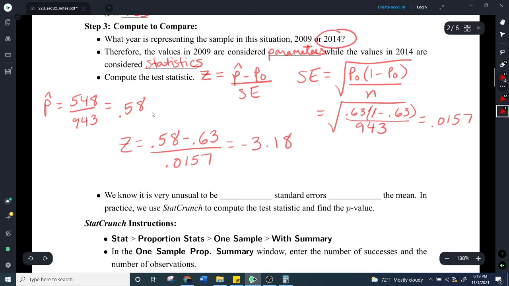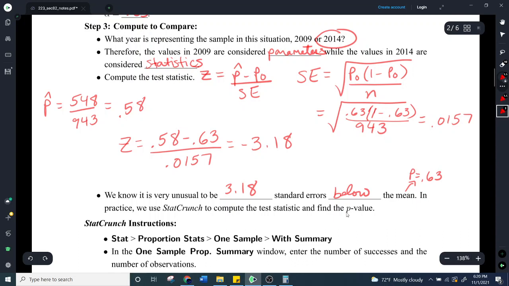Now, the fact that it's negative should make sense because my sample proportion was lower than my hypothesis proportion, my population parameter. So remember, when that's lower, that means it's on the left if we graph it. So I should get a negative z-score. So what does this mean? This means we are 3.18 standard errors below the expected proportion of 63%. We know it is very unusual to be 3.18 standard errors below the mean. And the mean, remember, was the 0.63 in this case.